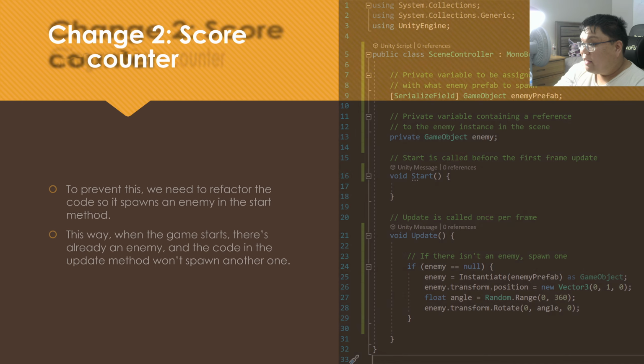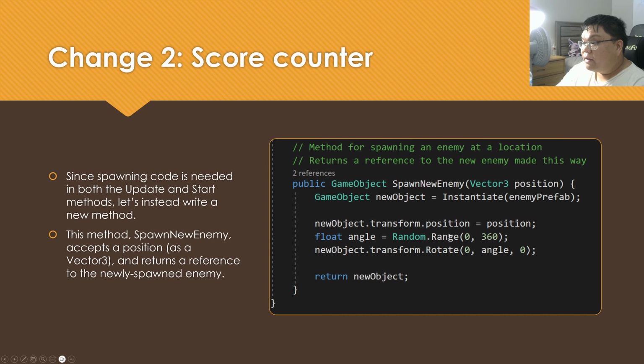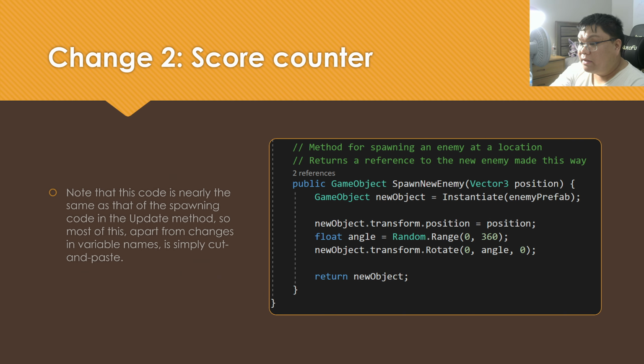Notice that in this code, enemy.transform.position was assigned a position that is new Vector3 0, 1, 0. We're passing that in instead. So that's one modification we have to do here, in addition to naming the enemy new object. So this is the code we're going to call. This is the method we're going to call in both of the start and update methods.